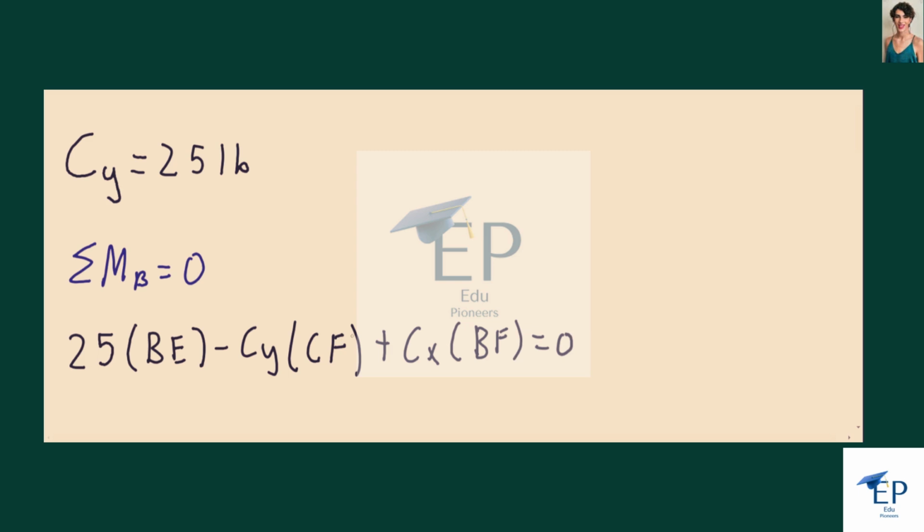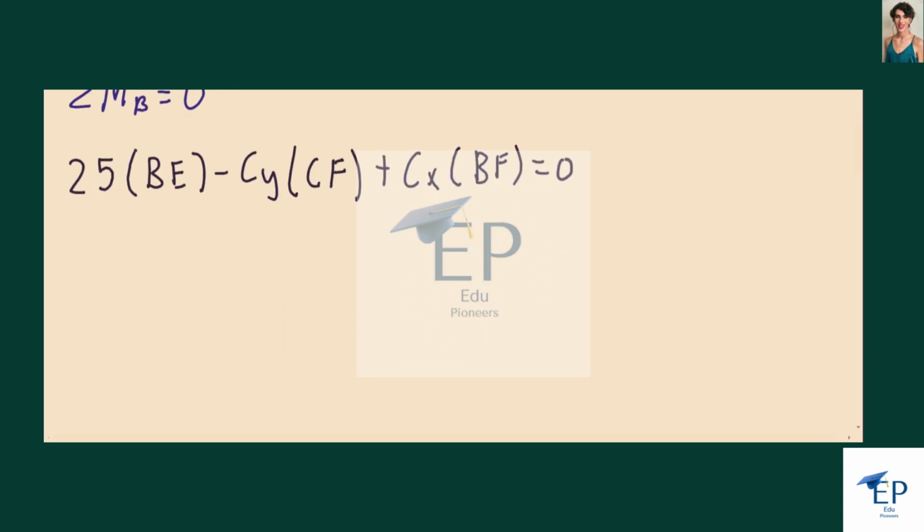And we can plug in and solve for the x component since we know all the other terms. So after plugging in and solving for the term C of x, we get that C of x is equal to 115.5 pounds. Should be negative. So negative 115.51 pounds.